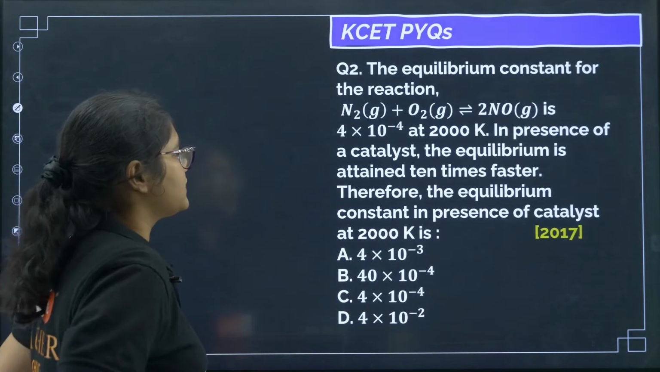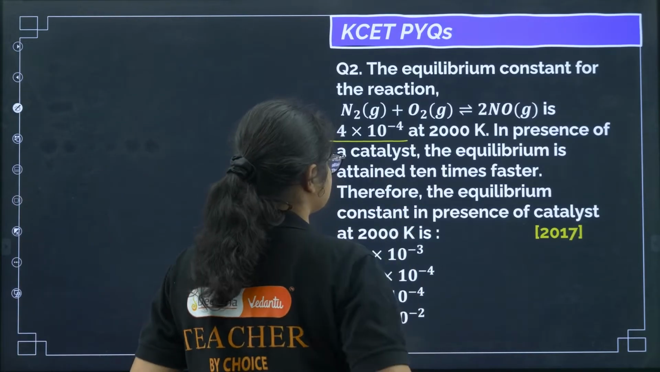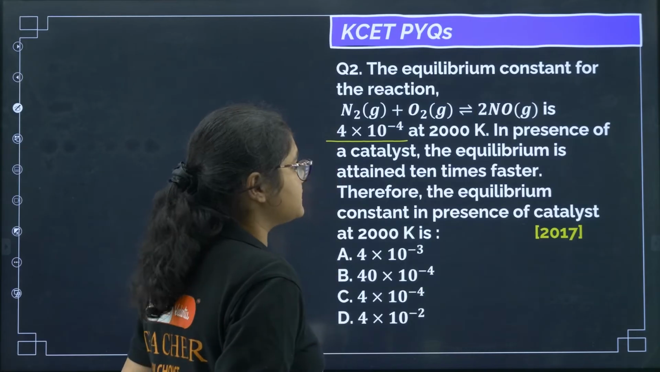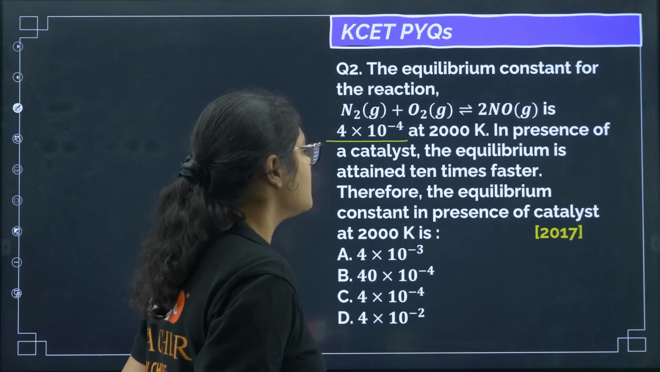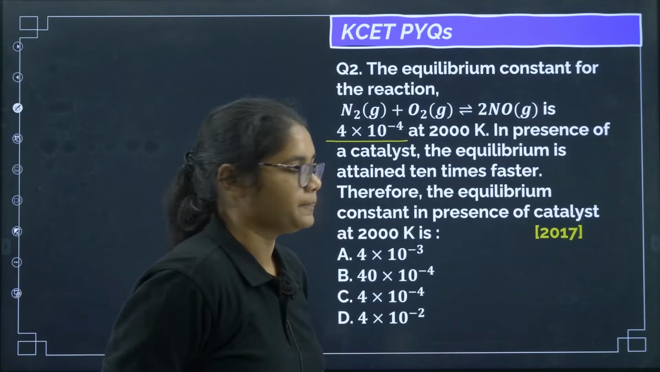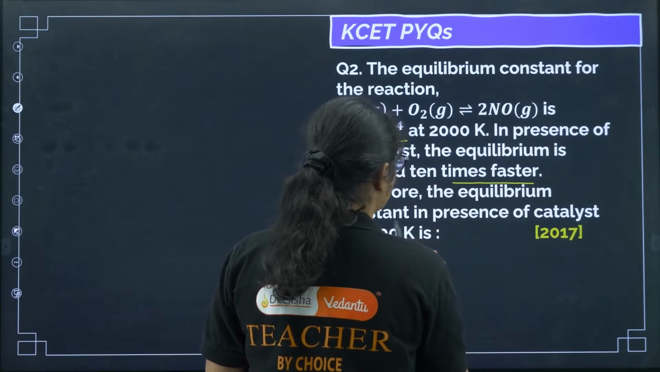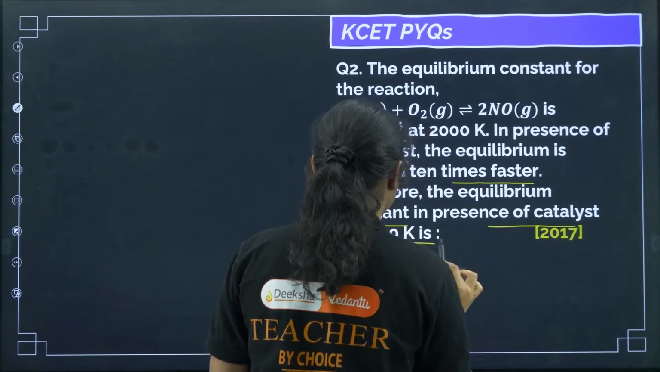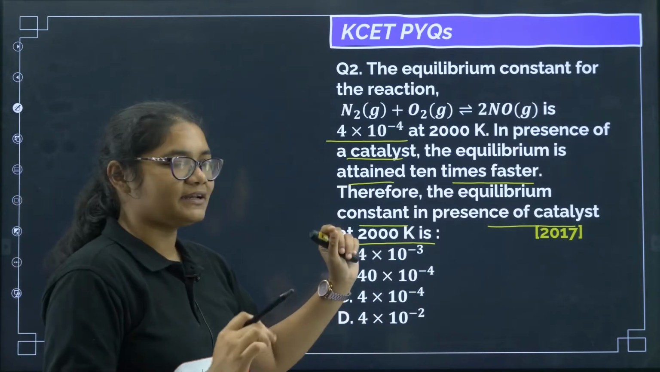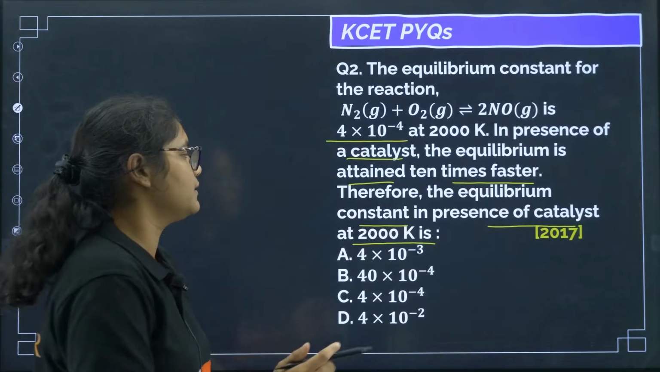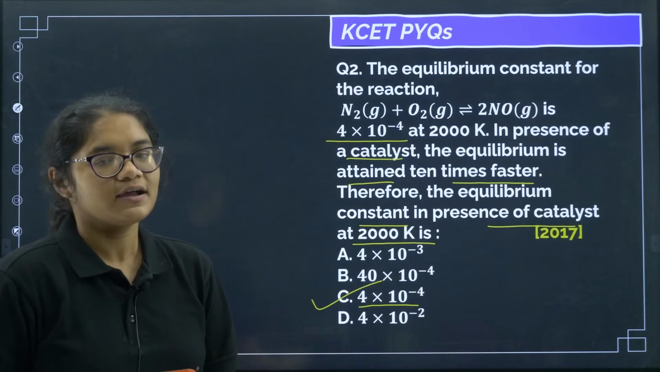Okay. Next is question number 2. The equilibrium constant for the reaction is 4 into 10 to the power of minus 4 at 2000 Kelvin. In the presence of a catalyst, the equilibrium is attained 10 times faster. Therefore, the equilibrium constant in the presence of catalyst at 2000 Kelvin is, you can see the same concept question is again repeated, and still we know now that catalyst will not affect the equilibrium constant. It will still be 4 into 10 to the power of minus 4. So option number C is the correct answer here.